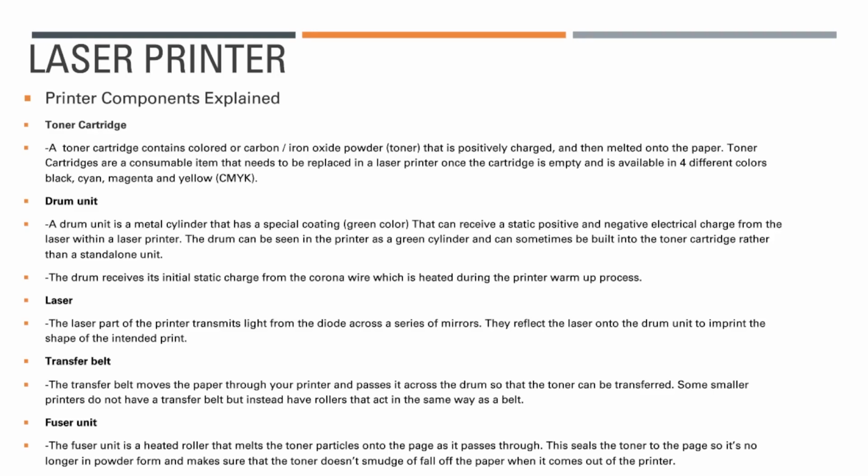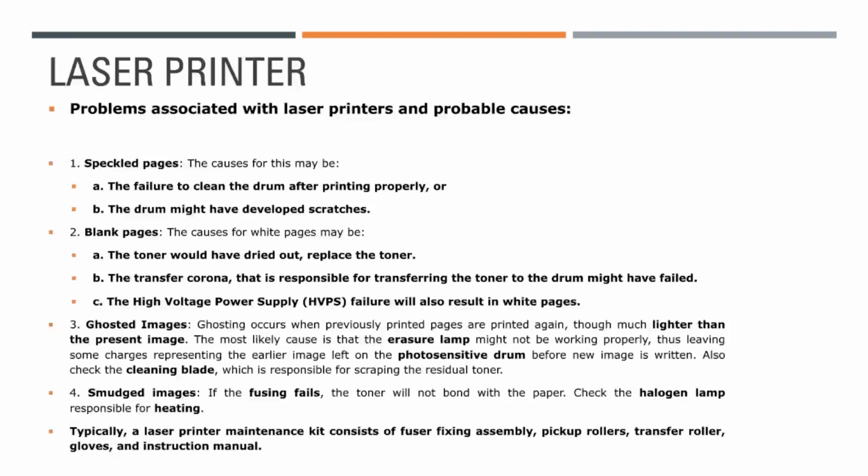Laser. The laser part of the printer transmits light from the diode across a series of mirrors. They reflect the laser onto the drum unit to imprint the shape of the intended print. Transfer belt. The transfer belt moves the paper through your printer and passes it across the drum so that the toner can be transferred.